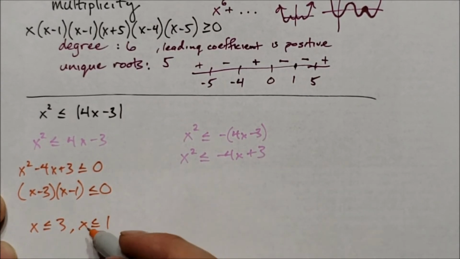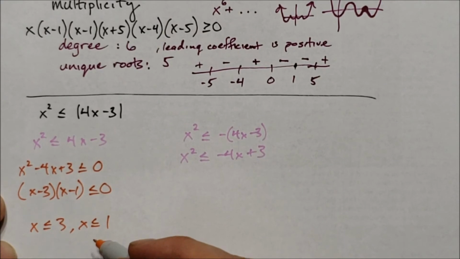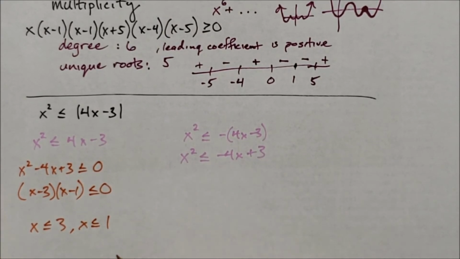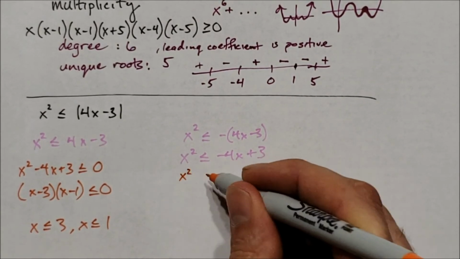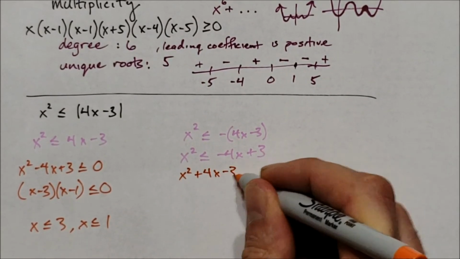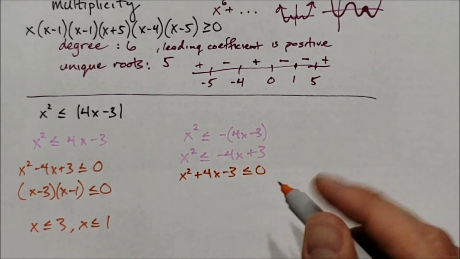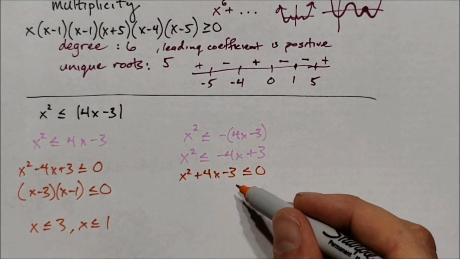Now, not necessarily. These are just points that we are going to plug into our number line, and then check the intervals between them. Let's look at the right one. Let's move it all to the left. x squared plus 4x minus 3 less than or equal to 0. This is prime. We can't factor this.